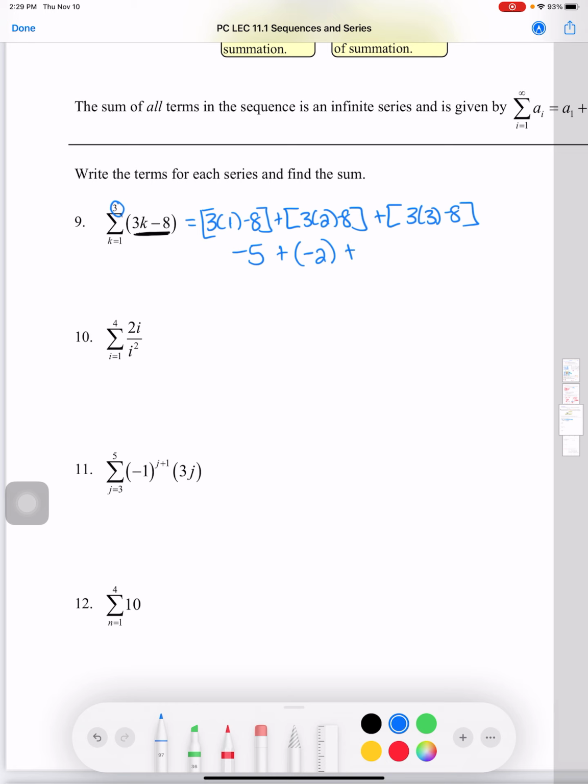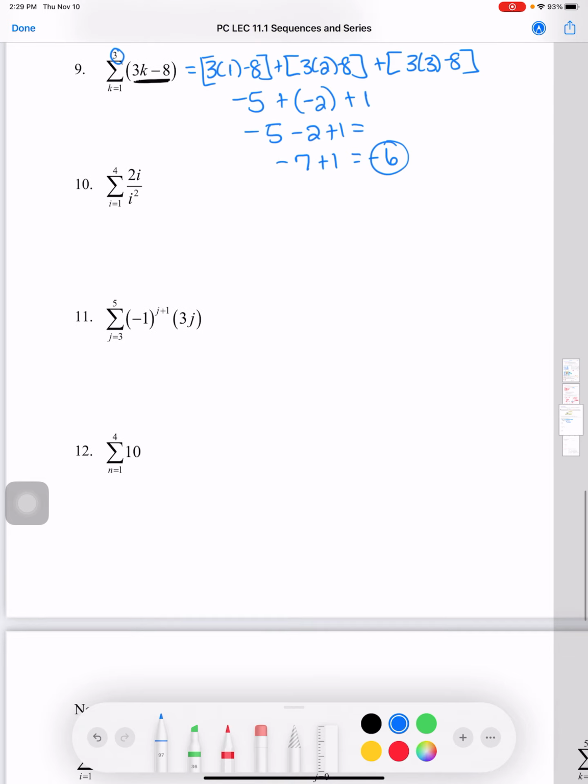And 3 times 3 is 9. And 9 minus 8 is 1. So if I write this, it's really negative 5 minus 2 plus 1. That gives me negative 7 plus 1, which gives me negative 6. The directions say to write the terms for each series and find the sum. So negative 6 would be the sum for number 9.